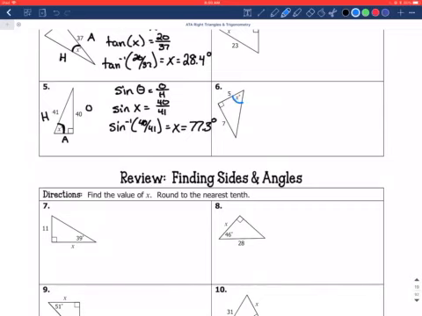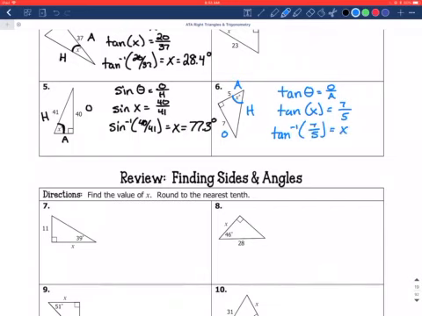Just getting a lot of repetition in so that you guys will understand it and get it down. There's your hypotenuse, there's your adjacent and opposite. They gave us adjacent and opposite, so that's going to be tangent. Tangent of x degrees equals opposite over adjacent, 7 over 5. Inverse tangent, because we're looking for the angle, not the sides.